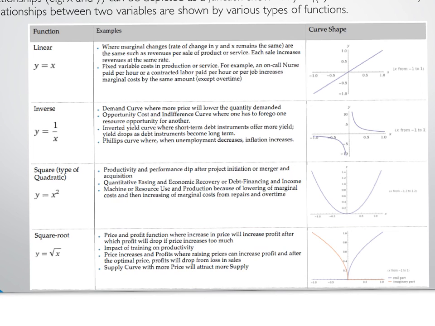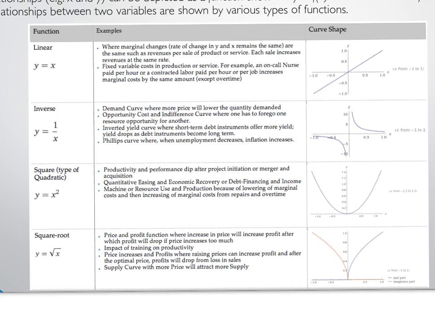Machine or resource use and production, because of lowering of marginal costs and then increasing marginal costs from repairs and overtime. So if you keep working a machine or a person over time, then they might start slowing down, or the productivity might look like it's going up, but then it'll dramatically fall before it rises again.